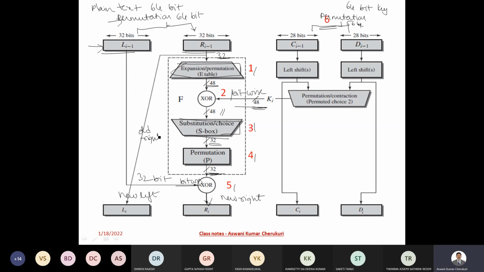That is the function we have seen. In the right part, the expansion, substitution, permutation and combining with the key is represented as a function called f. Now we have to understand how the 32-bit becomes 48-bit, what we combine with a bitwise XOR, and how the 48-bit becomes 32-bit. All that we will see now. Do you notice a combination of substitution and transposition operations here?